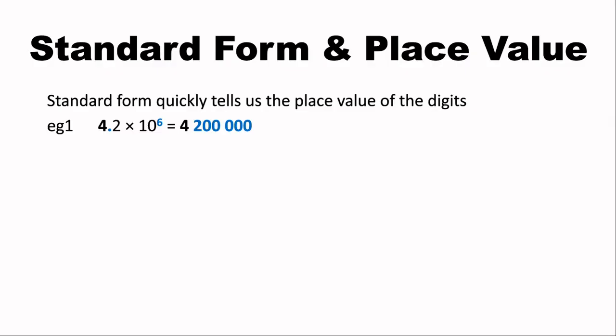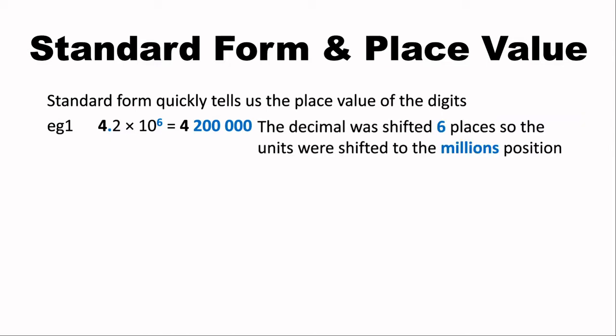You should already know that standard index form helps us to see the place value of a digit. So for example, here I've got 4.2 times 10 to the power of 6. That tells me that the decimal was shifted 6 places, which means the 4, which was in the units position, ends up in the millions position. And I've got 6 place values after that 4.